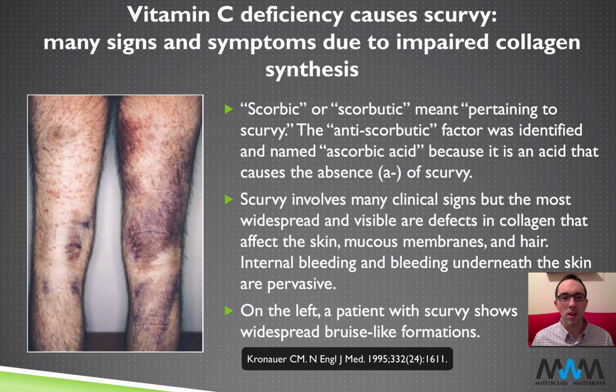Scurvy is largely resulting in clinical signs because of a defect in the proper synthesis of collagen. And the most widespread and visible signs are all due to the defects in collagen synthesis, and you're going to see that manifesting in the skin, the mucous membranes, and the hair. And internal bleeding and bleeding underneath the skin are pervasive. So that's resulting in a defect in the collagen that provides the structure to the blood vessels.